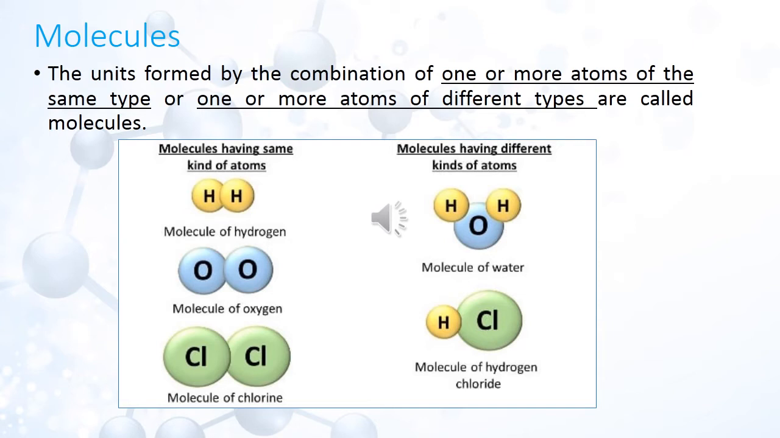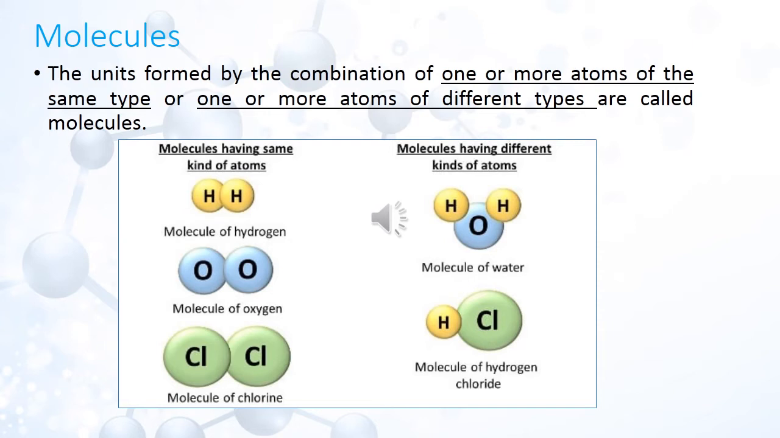Molecules having the same kind of atoms. Examples: hydrogen molecule. Two hydrogen atoms together form a hydrogen molecule. Oxygen molecule. Two oxygen atoms form an oxygen molecule. To make a chlorine molecule, two chlorine atoms are joining.